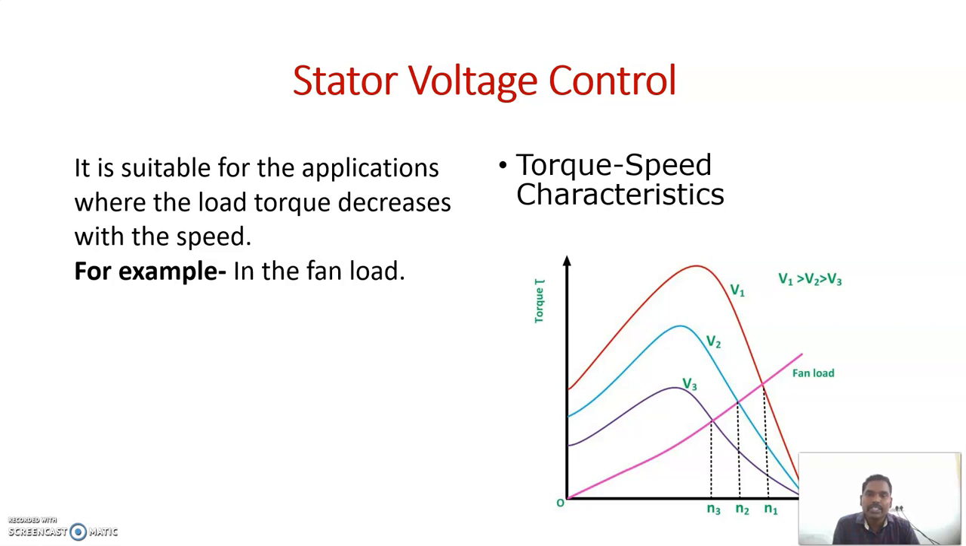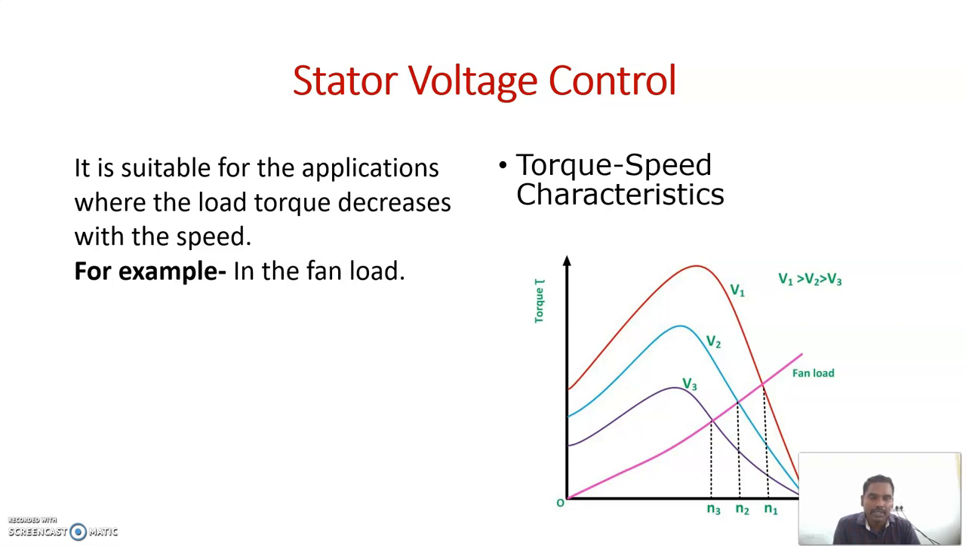When you change the regulator, the voltage is changed from 0 volt to maximum volt. We change the position from 0 to 1. Some resistance is applied before the machine, so the maximum voltage gets dropped and only the minimum voltage goes to the fan. Like this, we vary the voltage and the corresponding speed changes. It is a suitable application where the load torque decreases with speed.